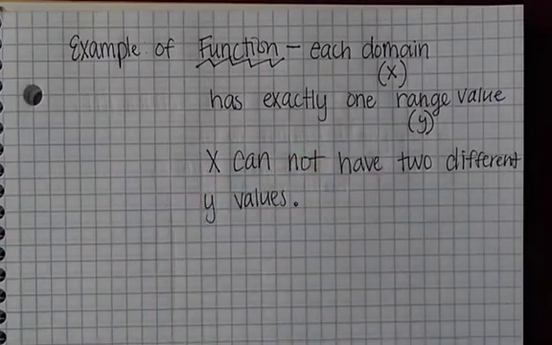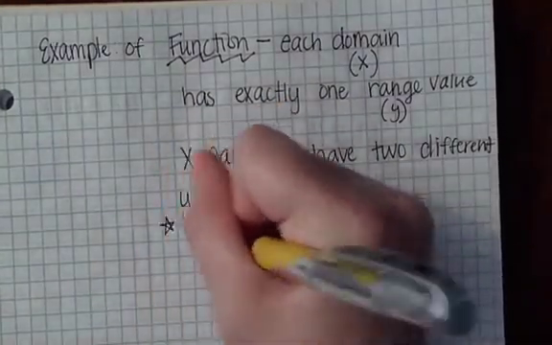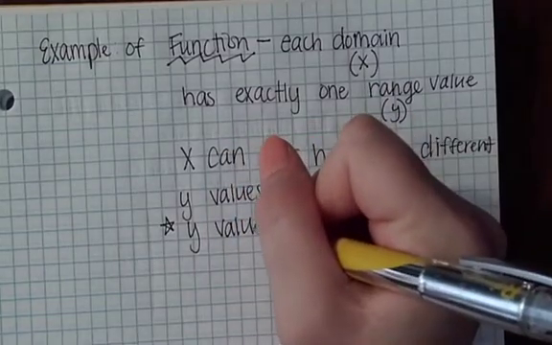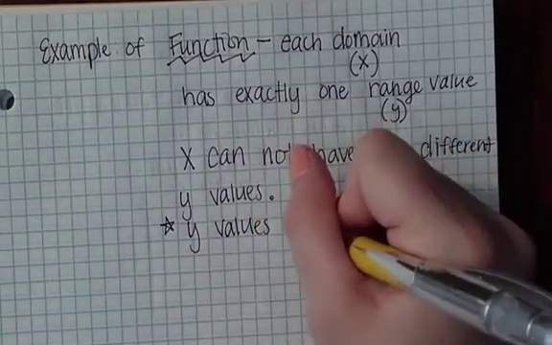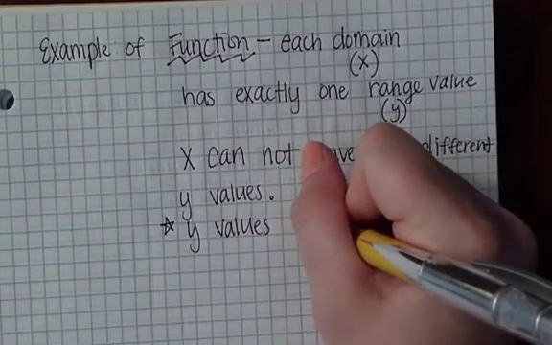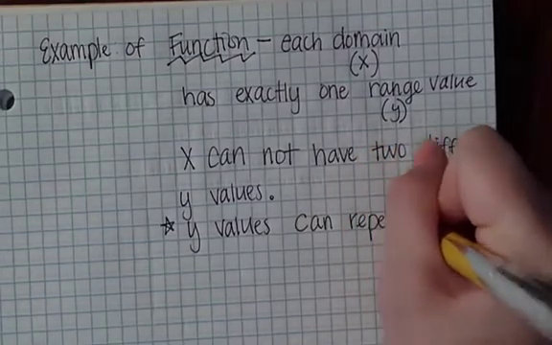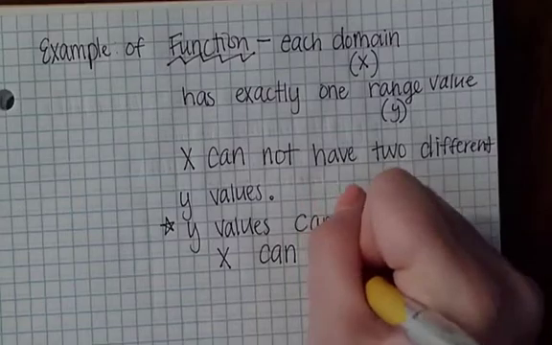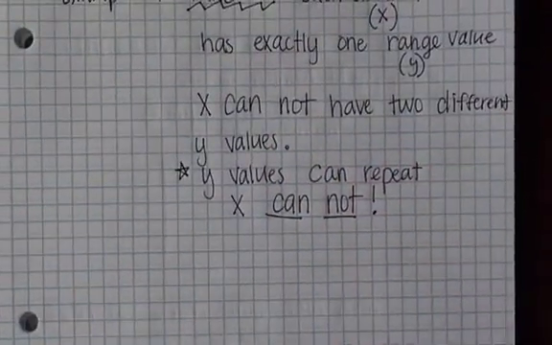And I want you to go ahead and put this note. Y values, I'm going to turn off my air conditioner so that it's not so loud. Y values can repeat, X cannot. And I'm going to show you that in a table in just a second.